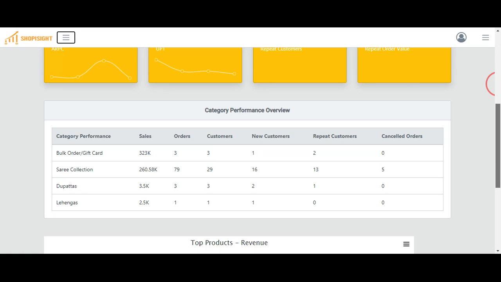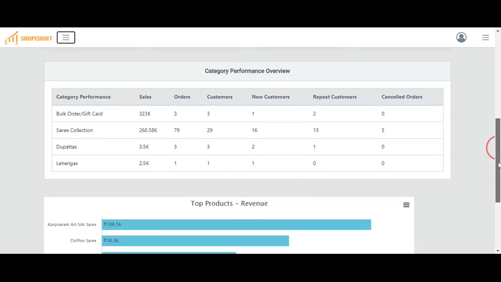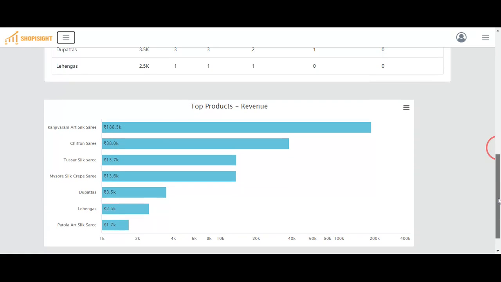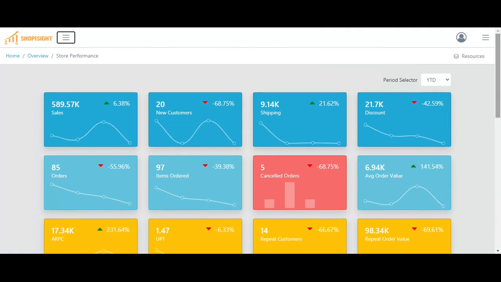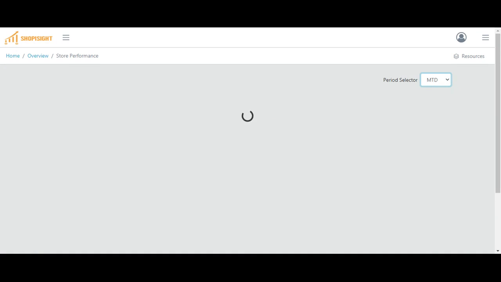The top performing categories are shown in terms of the amount of sales that they have contributed to your business. Also shown here is the top products, which is sorted in decreasing order of the sales contribution. All of this information can be viewed based on specific time periods as selected from this drop down menu.